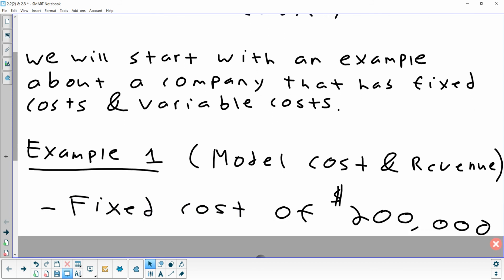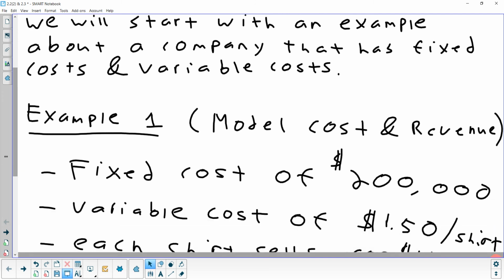So an example of a fixed cost might be the cost the company has to pay to rent a warehouse facility every month. It doesn't even matter if they use it. If they sign a lease saying they're going to rent it, they have to pay $200,000 even if they don't make anything. All right? They're just paying to have the building. So that's fixed.